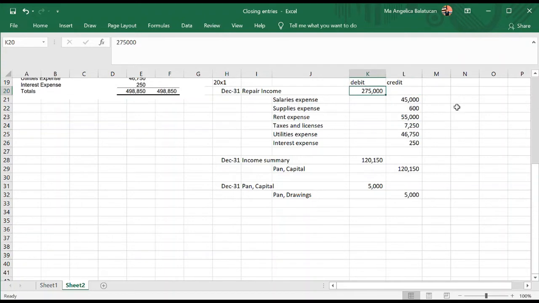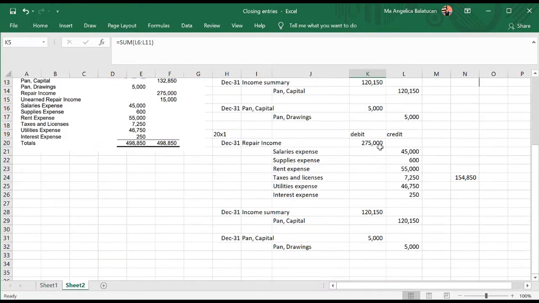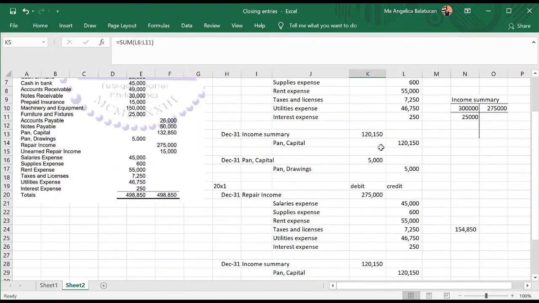And we're going to total this credit side. So it will be the sum of the credit side. Okay. So that's 154,850. Of course, that's the same with this one. And then we're going to get the difference. Okay, the difference between 275 and 154,850. And what will be the difference? So we will deduct. So that would be 121.50.